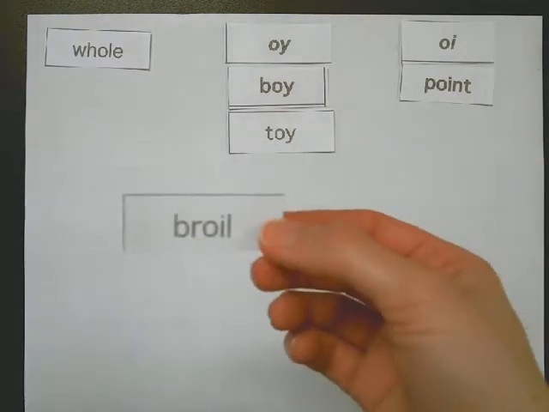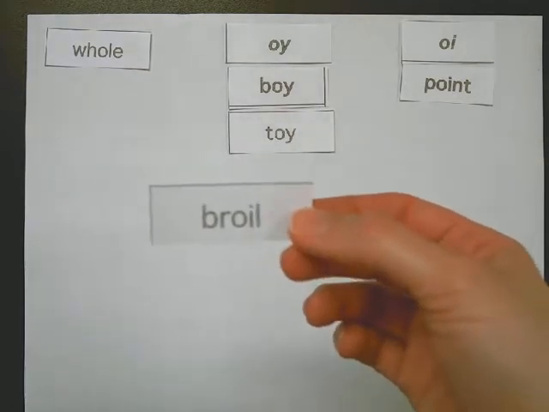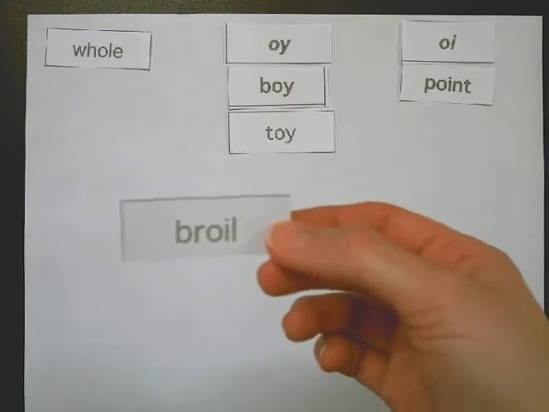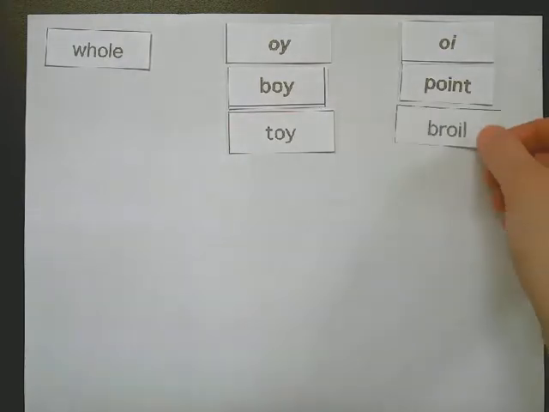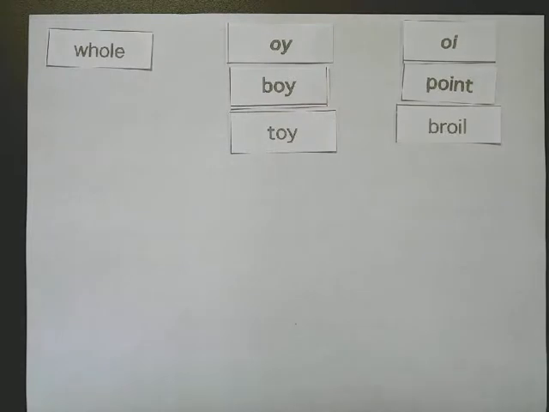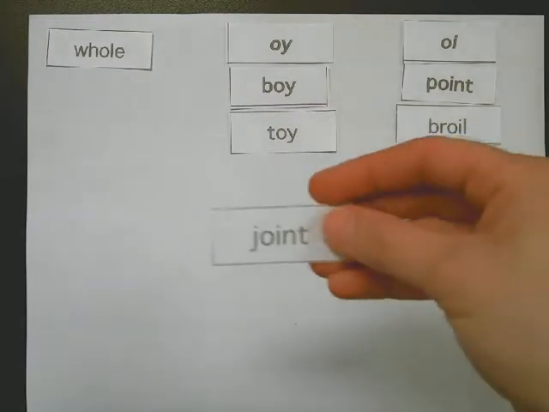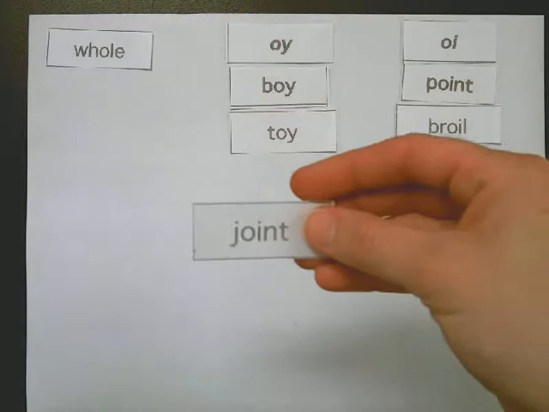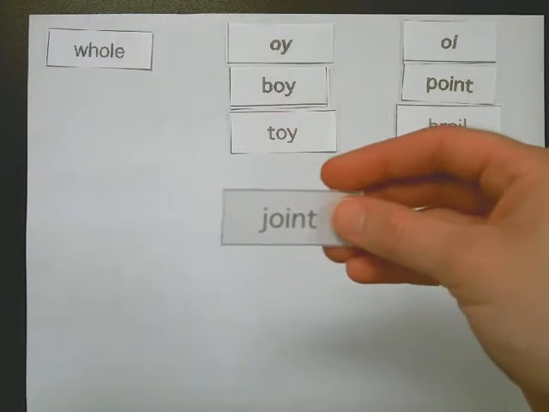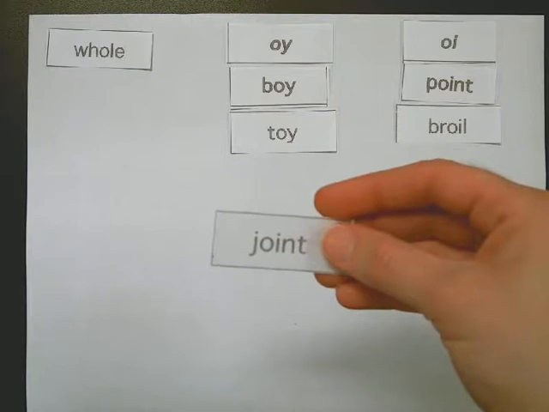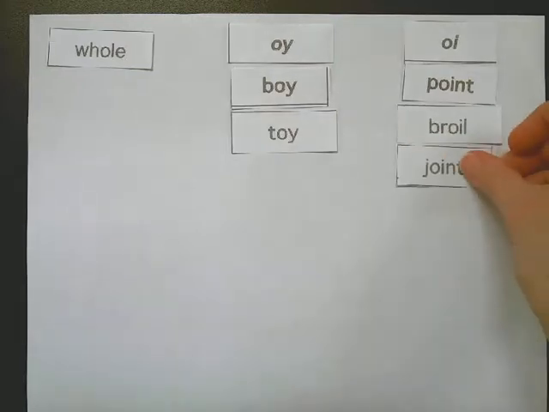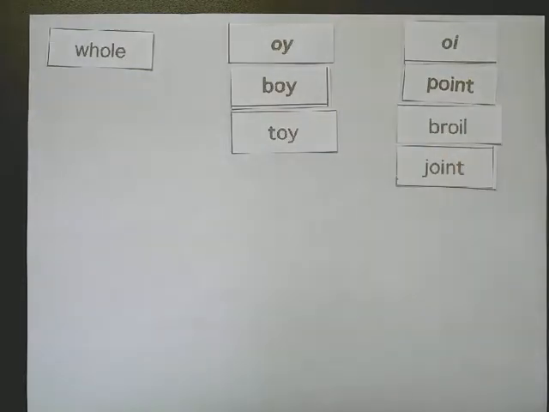Here's the word broil. That's like if you're cooking something really hot. Broil, I hear the oi sound in the middle there, and based on the spelling pattern, I know that it belongs here. We'll sort some more. This is joint, like the elbow joint or your knee joint where things meet. Again, I hear an oi sound, and I see the spelling pattern OI, so I know that it belongs over here.